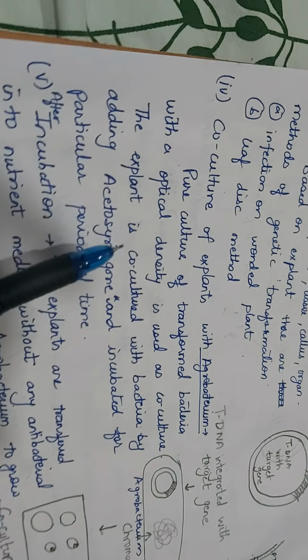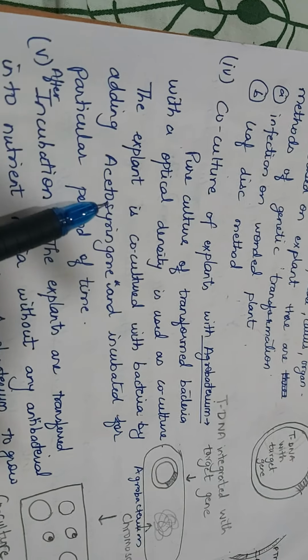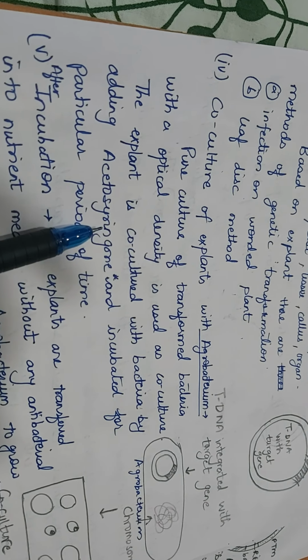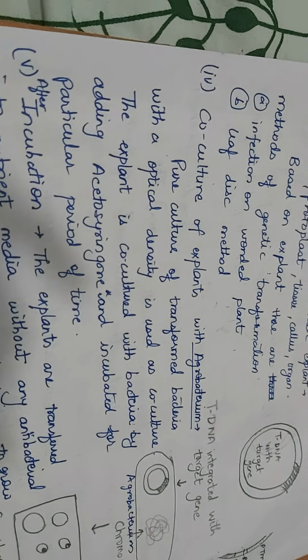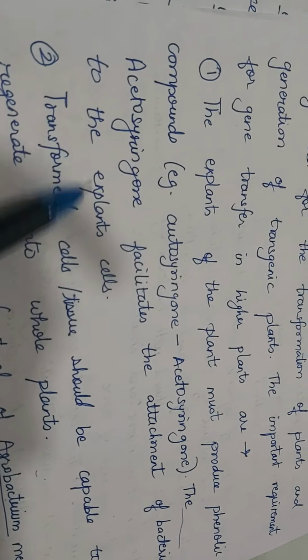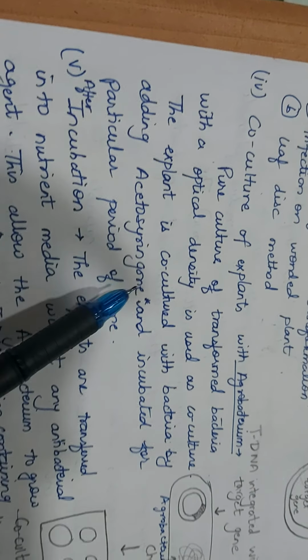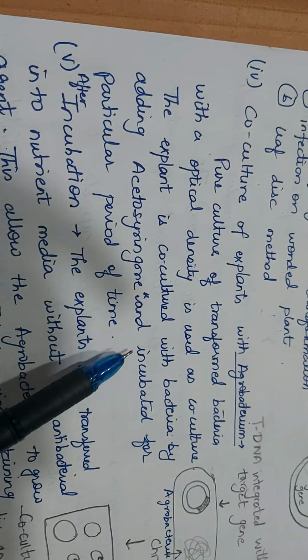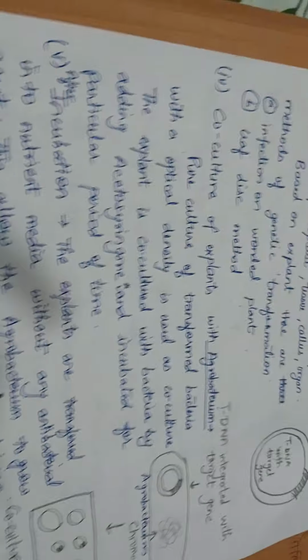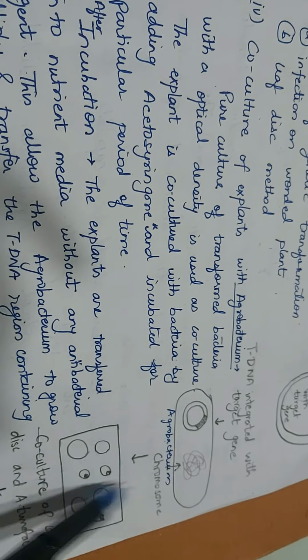If the explant is not able to produce this phenolic compound, you can add it in the media. This acetosyringone will help the explant to get infected with the bacteria; it facilitates the attachment of bacteria to the explant cell. So you have added acetosyringone, and then you incubate the culture for a particular period of time after adding Agrobacterium to the explant.